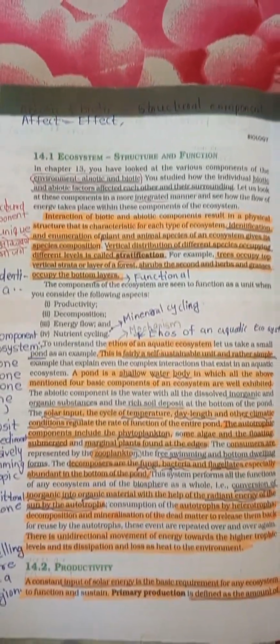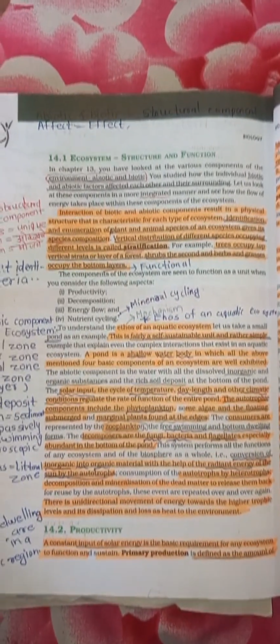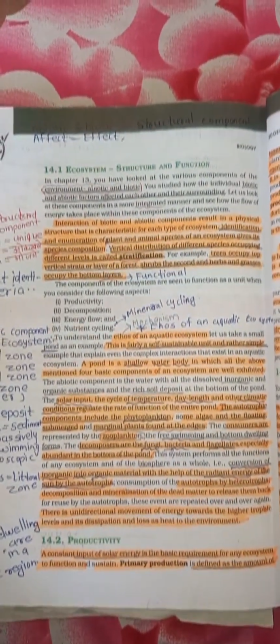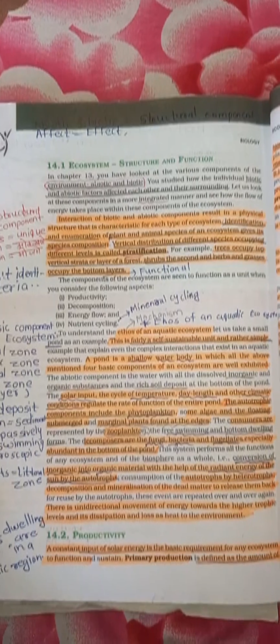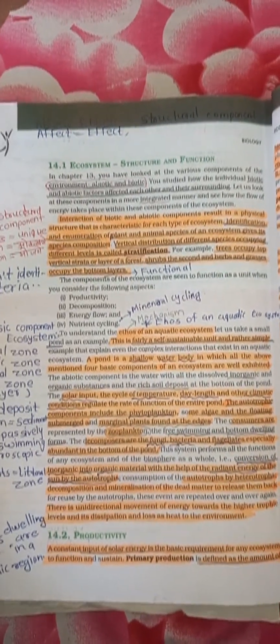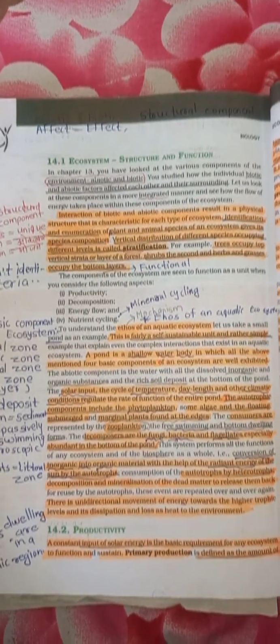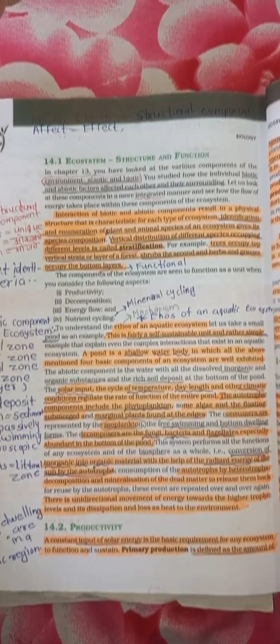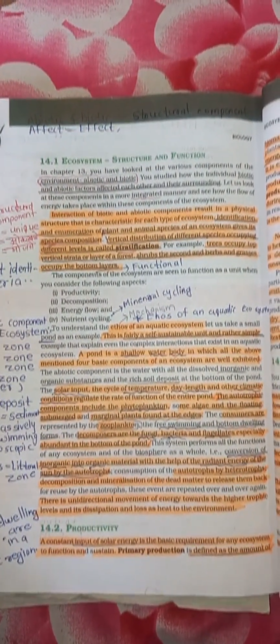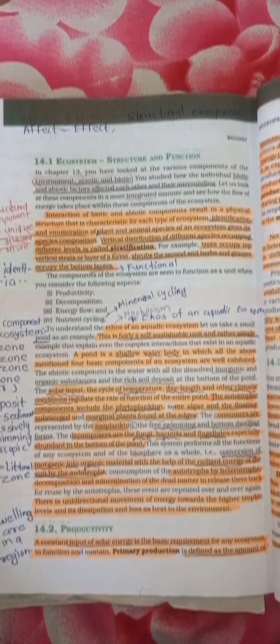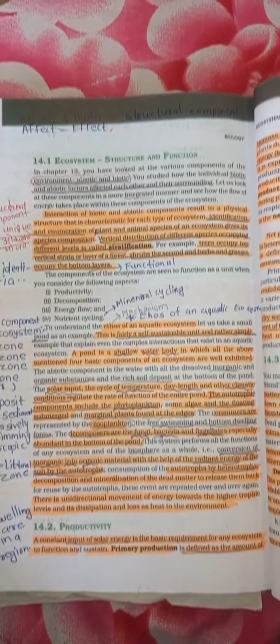Ecosystem structure and function. In Chapter 13, you have looked at the various components of the environment, abiotic and biotic. You studied how the individual biotic and abiotic factors affected each other and their surroundings. Let us look at those components in a more integrated manner and see how the flow of energy takes place within those components of the ecosystem.